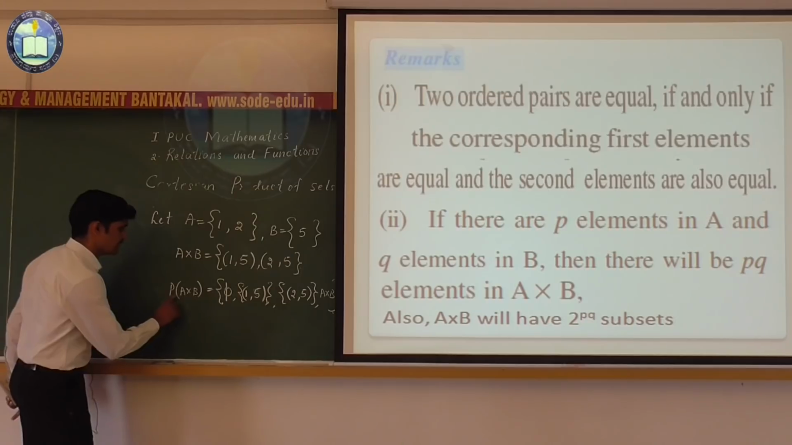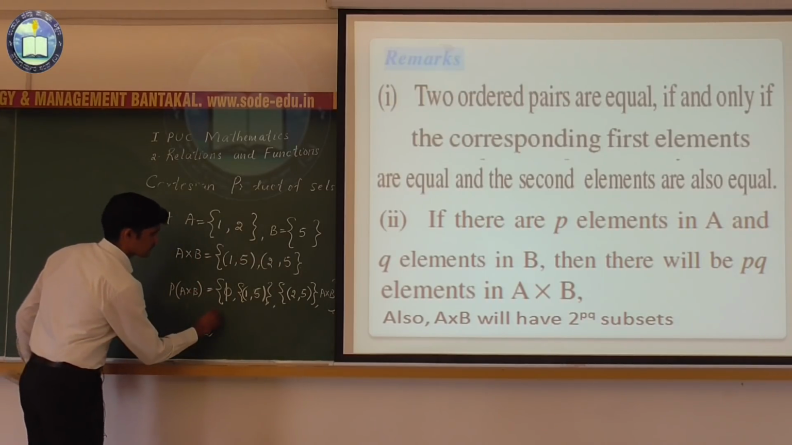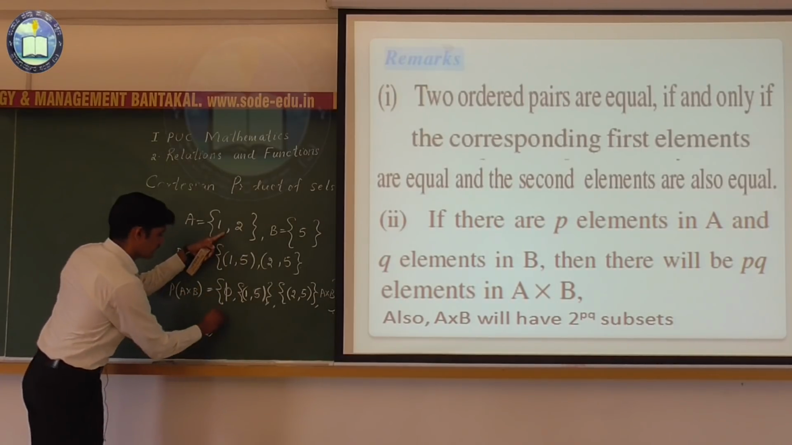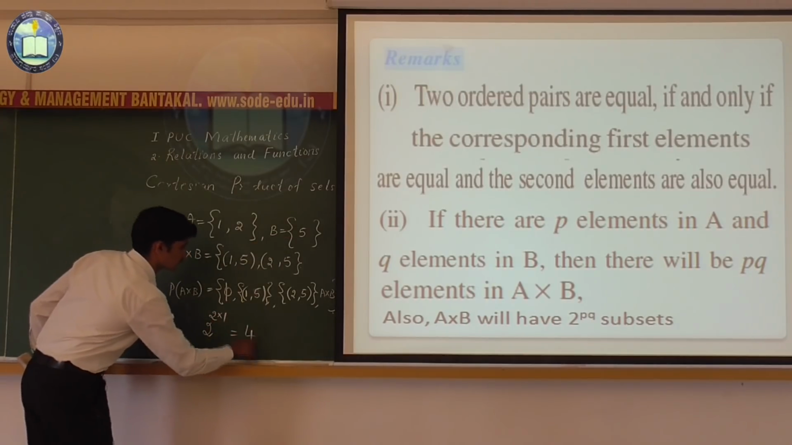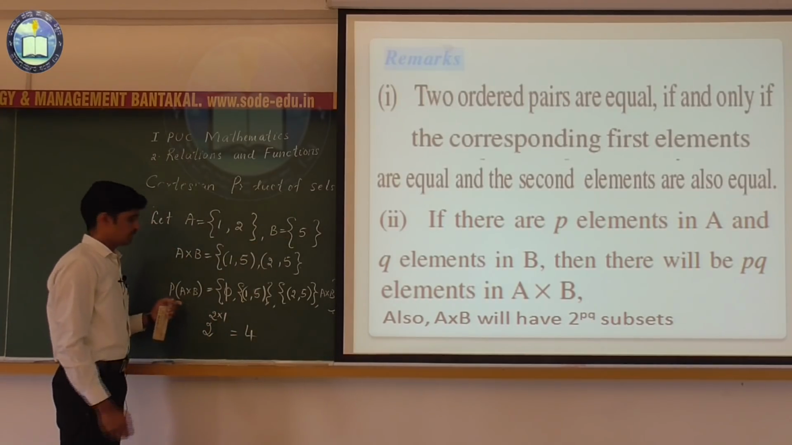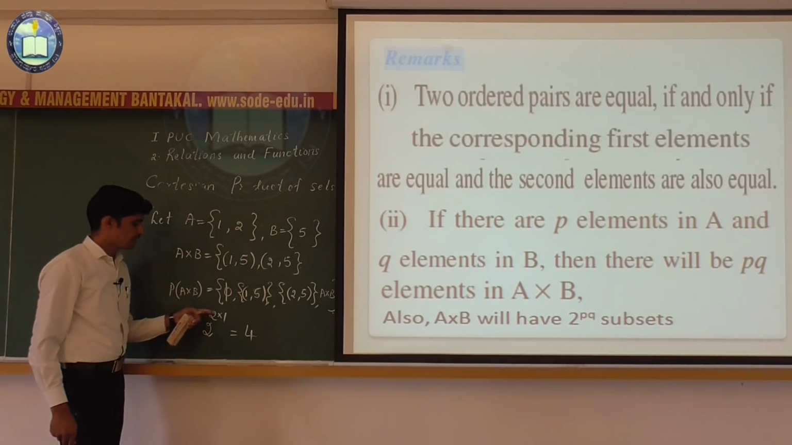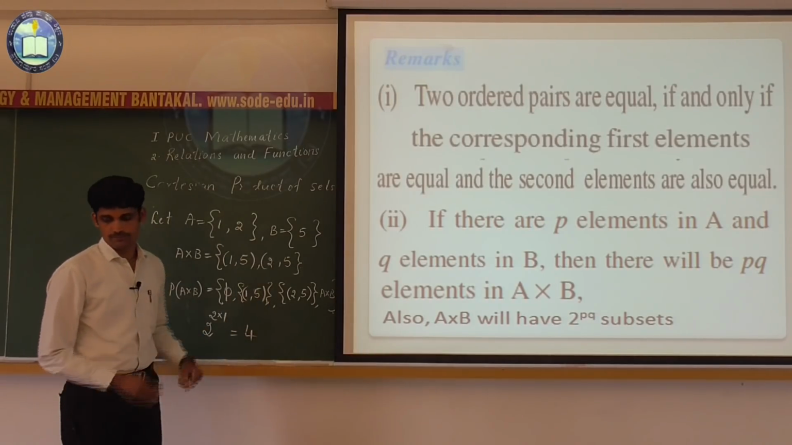Therefore, the number of elements in this power set is 2 to the power P into Q, that is 2 to the power 2. P is the number of elements in the first set, into Q, the number of elements in the second set, that is 1. So we get 4 elements in the power set. That is, A cross B will have 2 to the power P into Q, 2 to the power 2, that is 4 subsets.